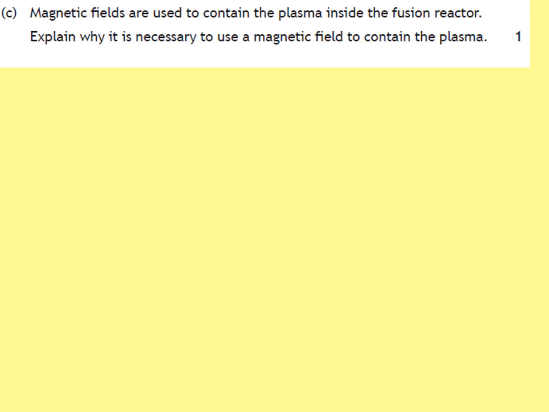The next part of the question says magnetic fields are used to contain the plasma inside the fusion reactor. Explain why it is necessary to use a magnetic field to contain the plasma. Well, there's a number of different reasons. The main one would be that the plasma is going to cool down if it came too close to the sides. And if the plasma came too cool, then that means that the reaction is not going to continue.